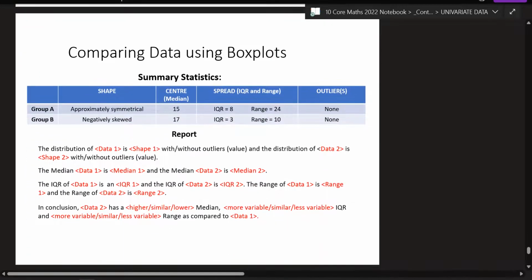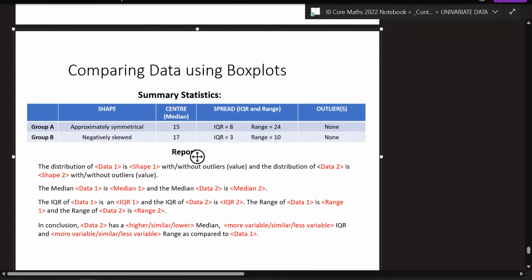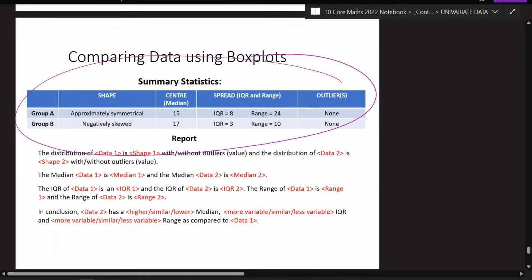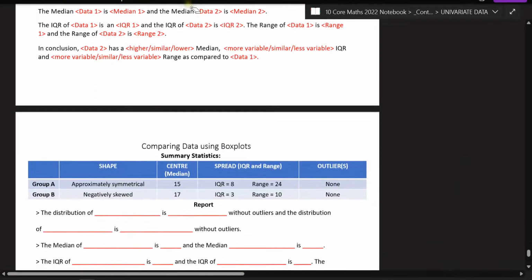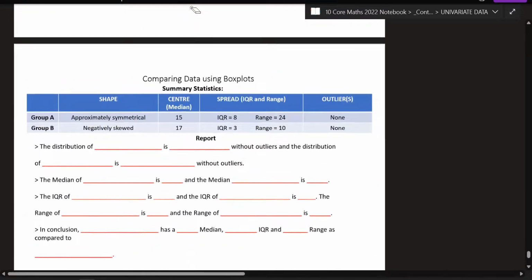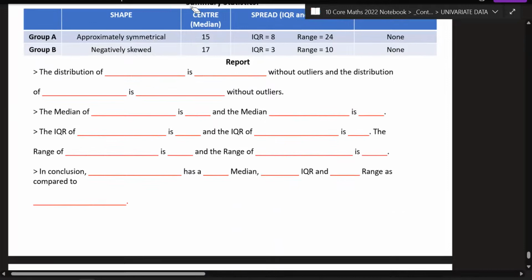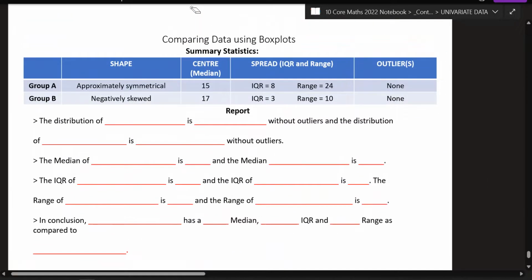All right, so here is the summary there already. So it's already done for us. I think it's already done there for us. So let's fill the data in here. Okay, let's put the data in here. So the distribution of, and I could say group A. Again, you don't have to actually use this format. You can use whatever I've given you.